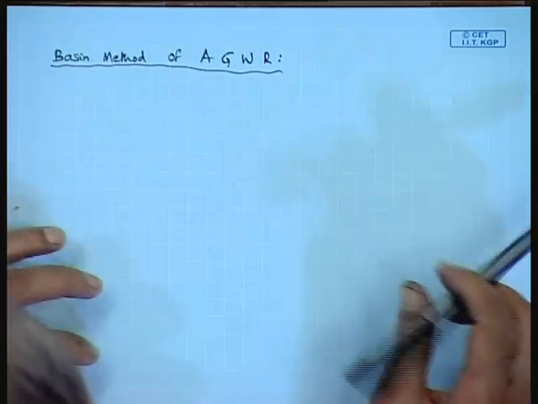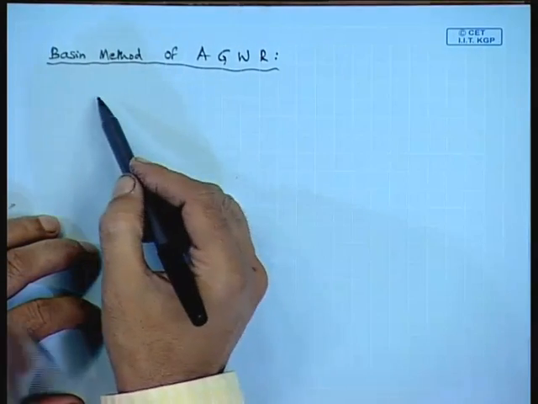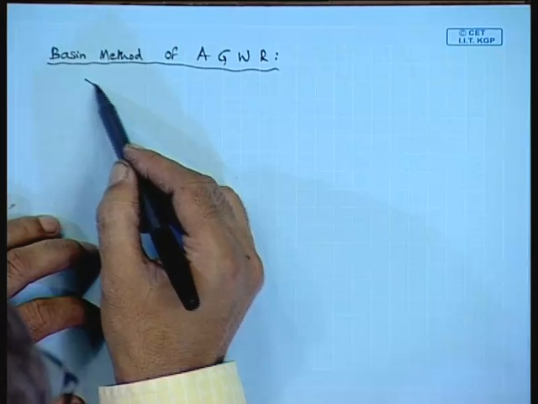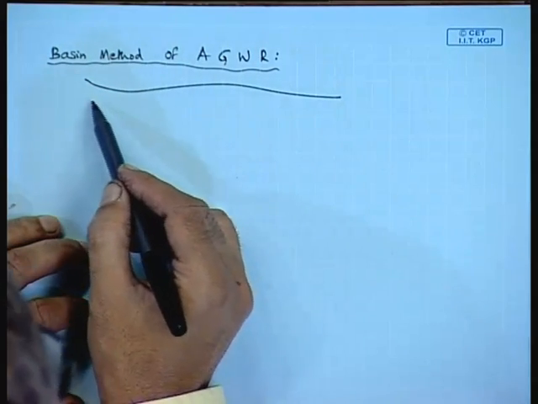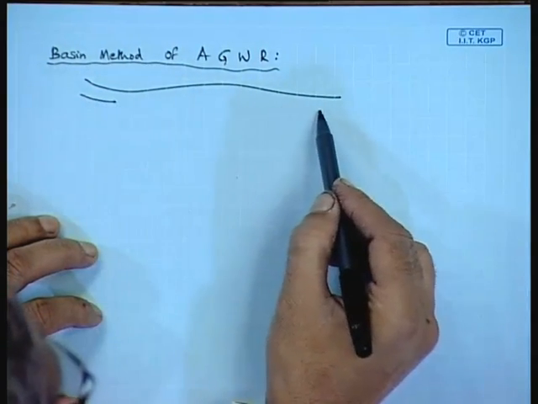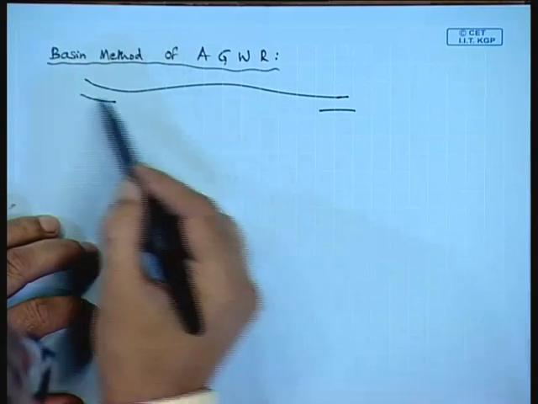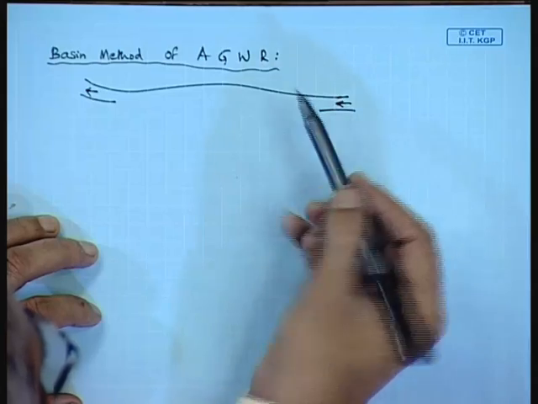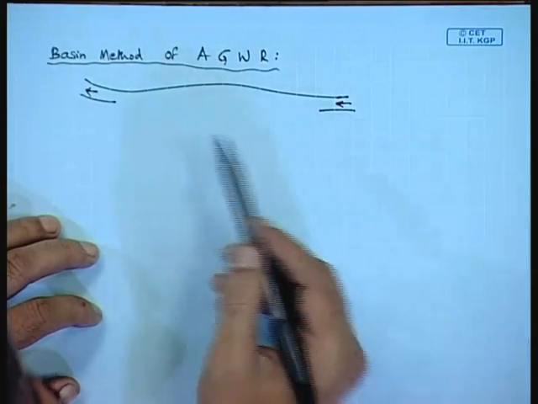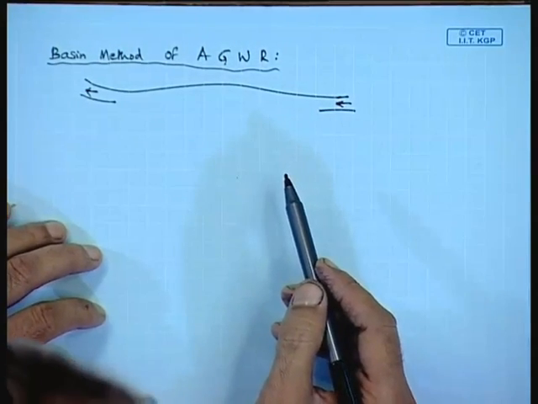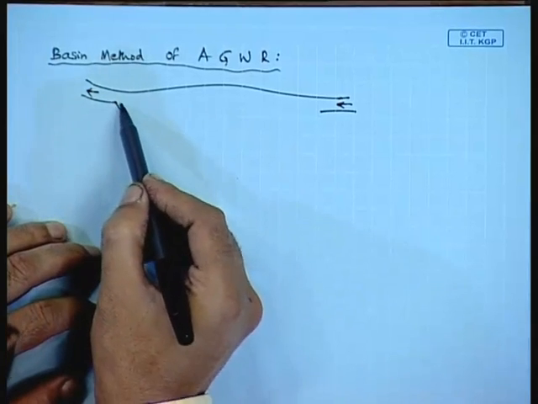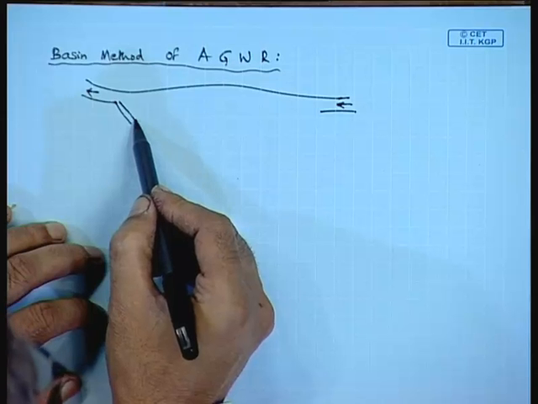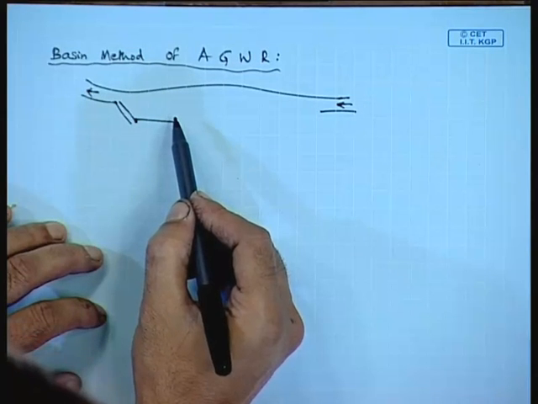In this case, for example, suppose there is a stream, and let us say the flow is from right to left in the stream. Here what this basin method does is, an additional basin is created.